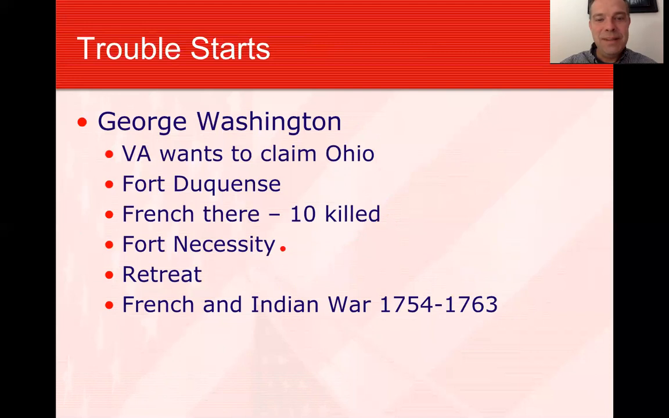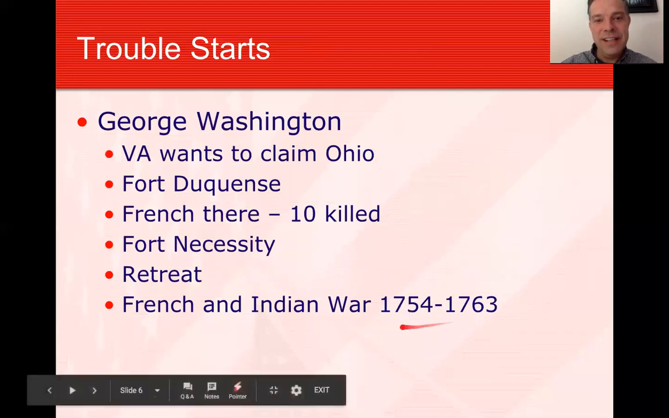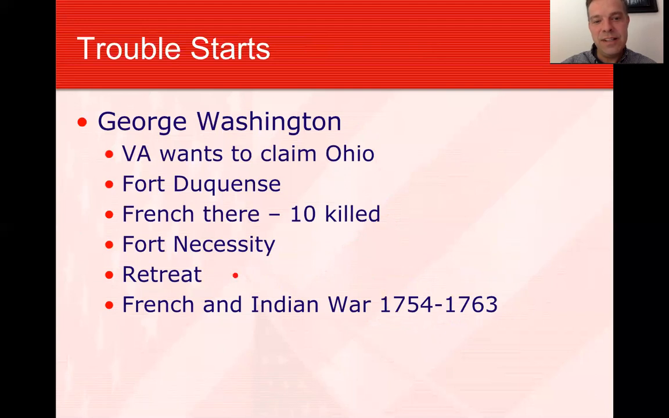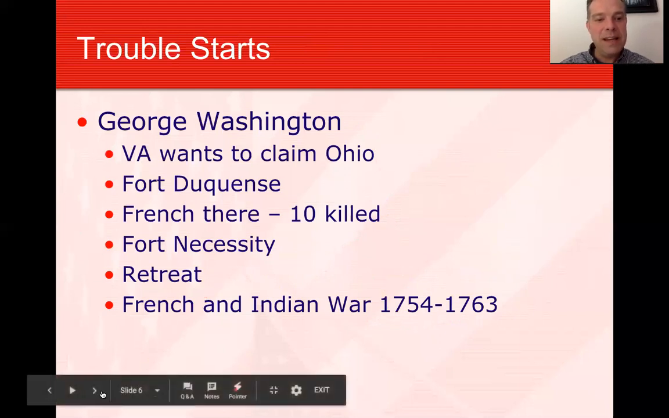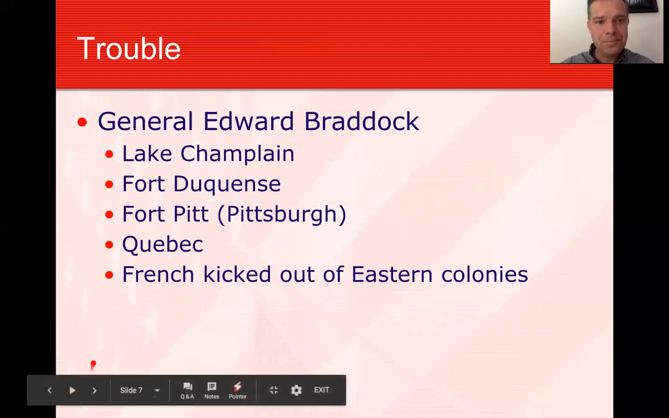So he built this crappy little fort called Fort Necessity, which was not very strong. And because of that, he had to retreat. And that kind of got things going in the French and Indian War. It was kind of George Washington's fault. And so there was this war going on in the colonies between England and France, as well as back in Europe between England and France.